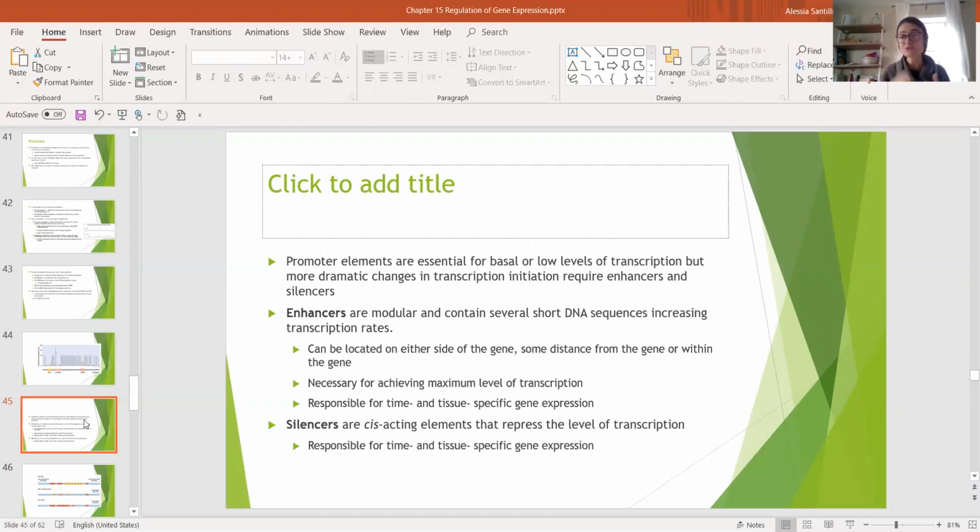In fact, they can be found upstream of the gene. They can be found within the gene. They can be found downstream. They can be found a ways away. So their position isn't very big. And so this is one of the main things that really distinguishes enhancers and silencers from promoters.